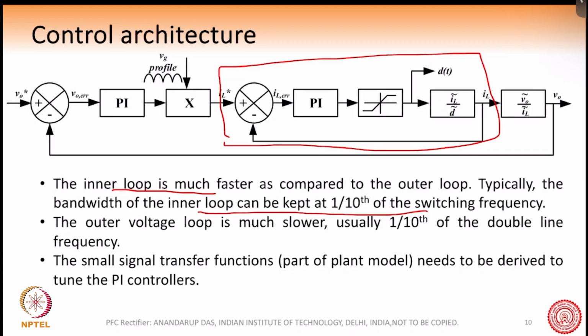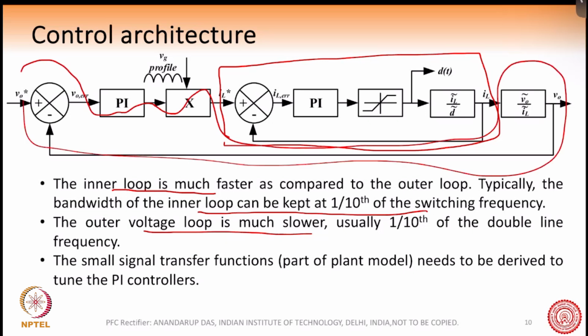Okay. On the other hand, the outer voltage loop is much slower. This is the outer voltage loop here. And that outer voltage loop is part of the plant model, and it is much slower. It is usually 1/10 of the double line frequency. So we can keep it anywhere between 5 hertz to 10 hertz, something like that.